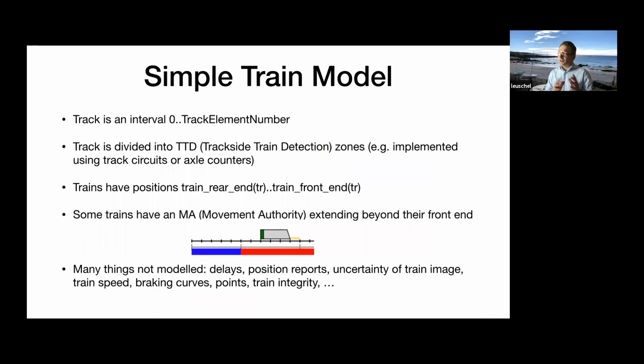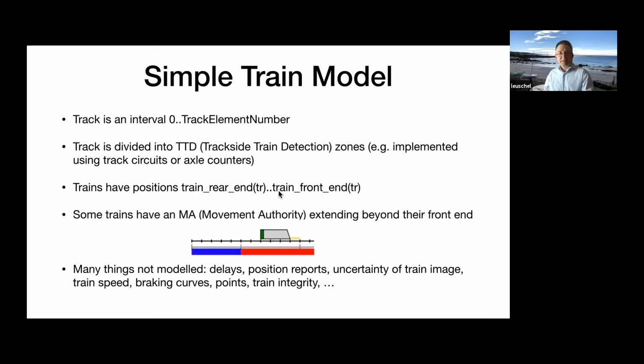What I'm going to show you here is a small train model, a very simple one. It models just a linear track topology. It's a finite piece of railway track. It has a finite number of positions starting at zero until a maximum constant track element number. That track is divided into so-called trackside train detection zones, which are zones where the system can know whether a train is in it or not, typically implemented by track circuits or axle counters, which know how many axles have entered and left the zone and know when the zone is free. Then trains have just positions, a rear end and a front end. So implicitly the train covers all positions between the rear and the front.